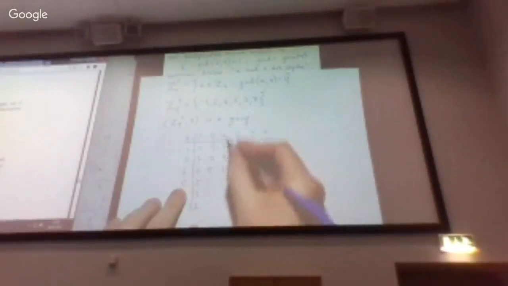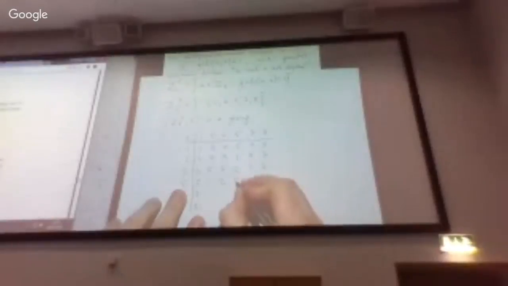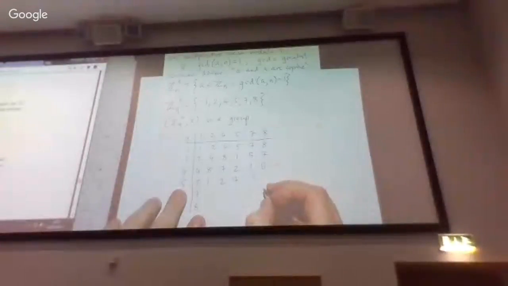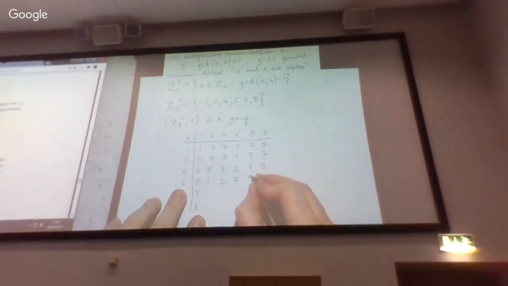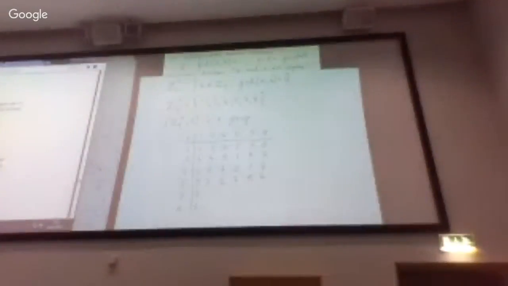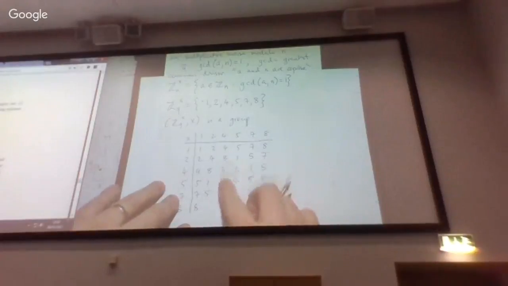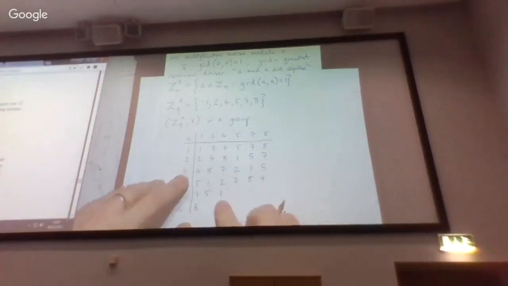5 times 2 is 10, which is 1. 5 times 4 is 20, which is 2. 5 times 5 is 25, which is 7. 5 times 7 is 35, which is 8. 5 times 8 is 40, which is 4. 7 times 2 is 14, which is 5. All these other ones I should have got so far. Oh, yeah.